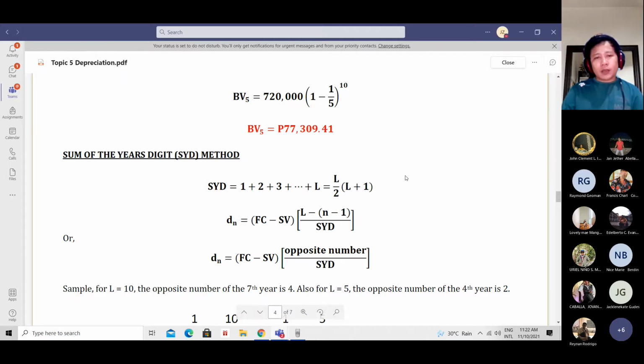Ang SYD, di na siya parehas sa declining balance method o double declining balance method nga direct ang formula. Parehas ni siya sa straight line method og sinking fund method, nga imuhang book value dependent sa annual depreciation o total depreciation.